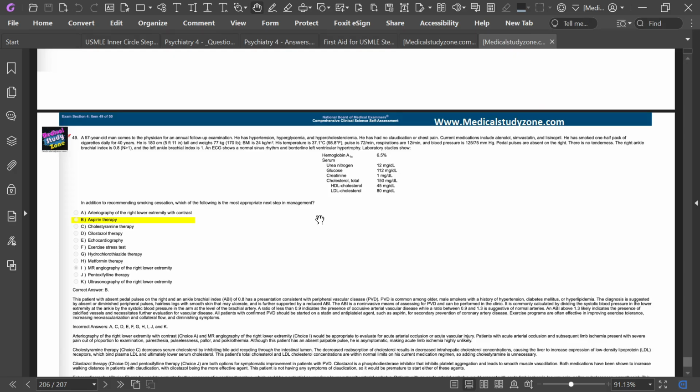All patients with confirmed PVD should be started on a statin and an antiplatelet agent such as aspirin for secondary prevention of coronary artery disease. Exercise programs are often effective in improving exercise tolerance, increasing neovascularization and collateral flow, and diminishing symptoms. Okay. Next.